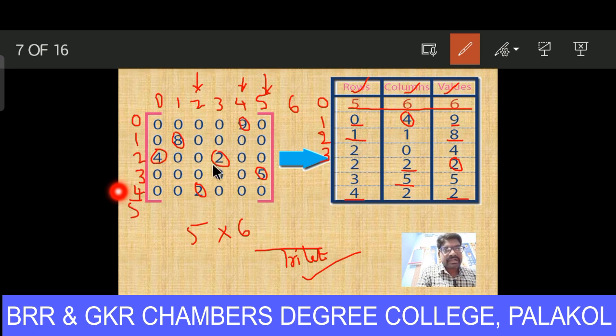So the second row contains two values. We have to represent it in 2 rows only. Okay, 2, 2. Okay, third row and fourth row. So in the second row we have two values. One is 2 and the next one is 4 and 2. Okay.